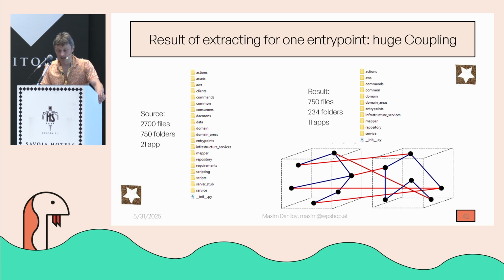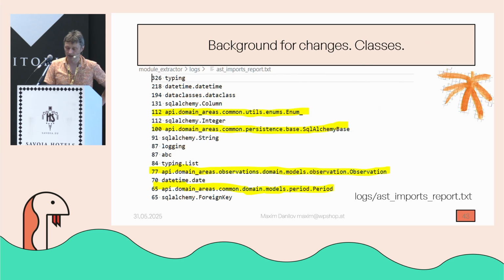This is an example. In the source, we have 2,700 files, 750 folders, and 21 apps. As a result, we have 750 files, 250 folders, and 11 apps. High coupling. 1 application in my project is coupled with other 11 applications. It should be refactored. It's a highly complicated project, which, yeah, was not written well.